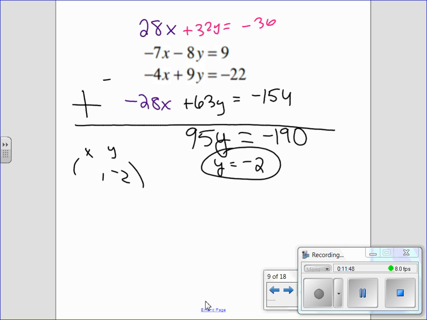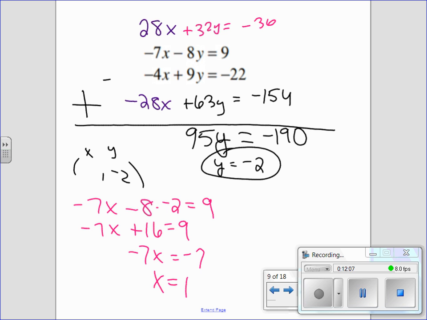It looks like most people are voting 1 with they're holding up the number 1. So with equation 1, it's negative 7x minus 8 times y equals 9. So negative 7x plus 16 equals 9. We'll subtract the 16 over, and then divide by negative 7. There we have it.